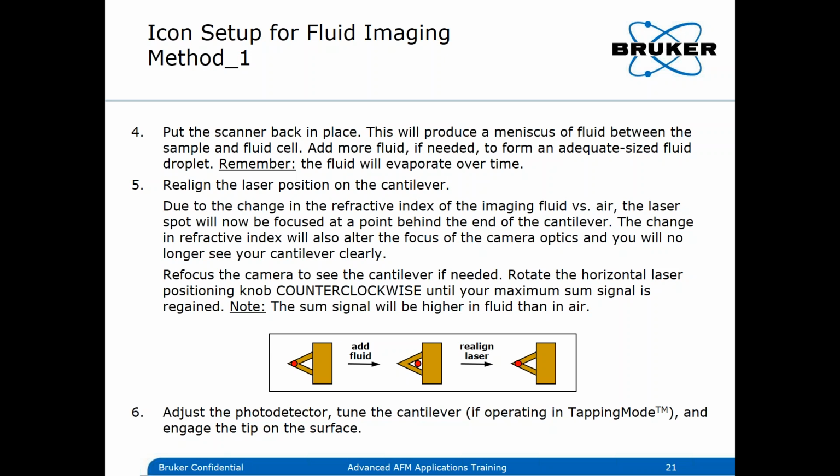Again, when you are working on the icon, you have to realign the laser position on the cantilever. The laser spot will now be focused at a point behind the end of the cantilever. So you have to turn the upper right screw counterclockwise to move the laser again onto the cantilever, and then optimize your laser sum signal and also your photodiode signal. So adjust the photodetector, and then if you're working in tapping mode, for instance, you would tune the cantilever, and then you could engage on the surface.